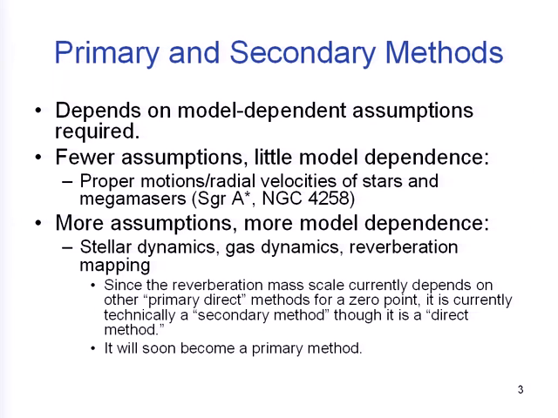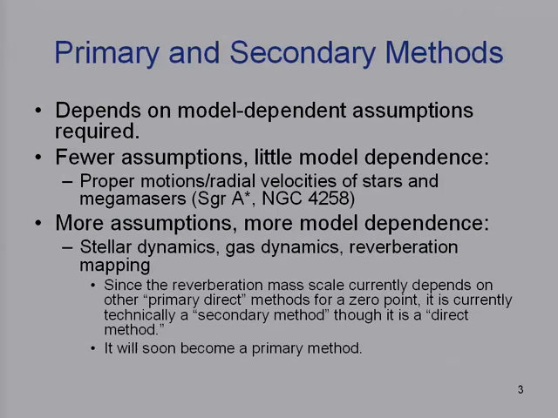We also distinguish between primary and secondary methods. This is a little more arbitrary, and depends on the number of model-dependent assumptions you have to make. But what I wanted to point out is that right now the reverberation mass scale depends on a zero-point calibration that depends on other methods. So technically, while it's a direct method, it is also a secondary method. It will soon, however, because of direct modeling of the response of the emission lines, achieve status as a primary method. I'm quite sure of this.